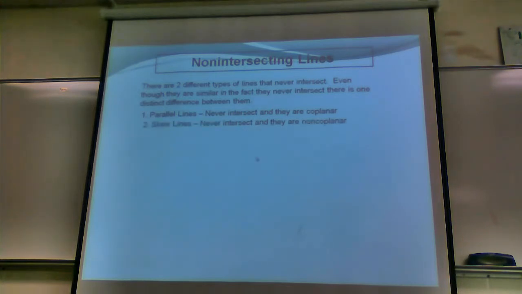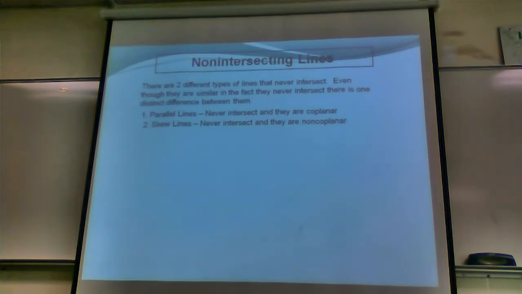Okay, now the skew lines. The difference between them is skew lines aren't on the same plane, so they're non-coplanar. And I will ask you the difference between them. When I ask you the difference, I'm going to be looking for the fact that one of them is coplanar, one of them is non-coplanar. Okay, now, in order for you to check, skew lines are going to be going different directions.